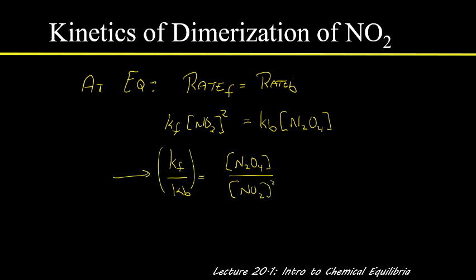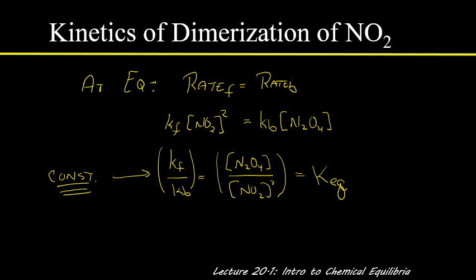And again, since these are both rate constants, they're constant. And if Kf is constant and Kb is constant, then the ratio of those is also going to be constant. And that means that this ratio of concentrations is also got to be constant, and that will be the equilibrium constant for this reaction.